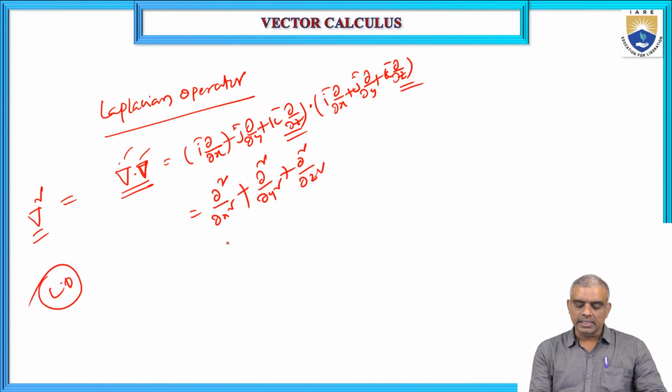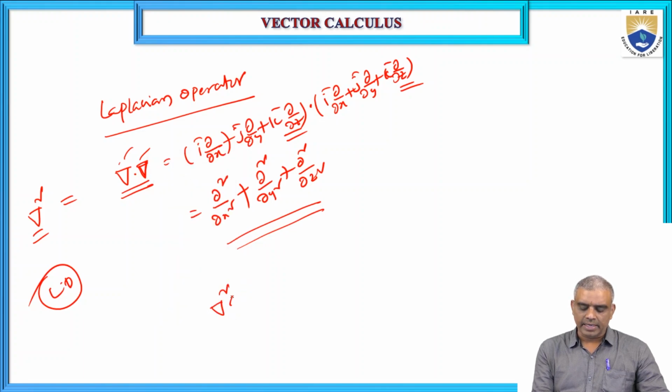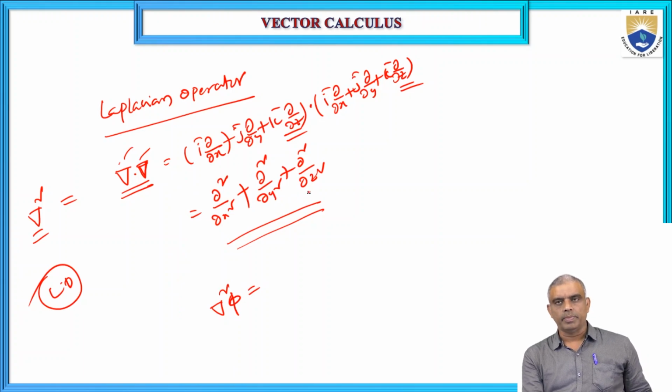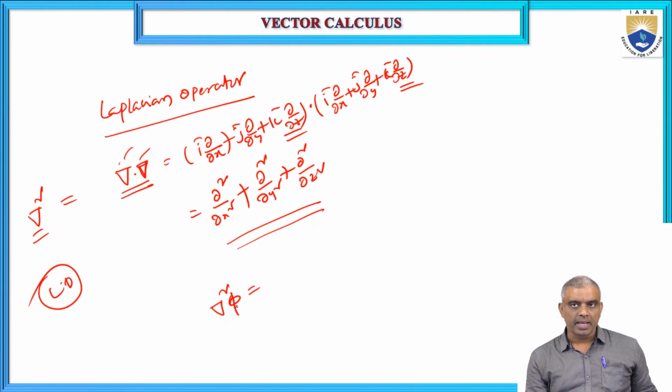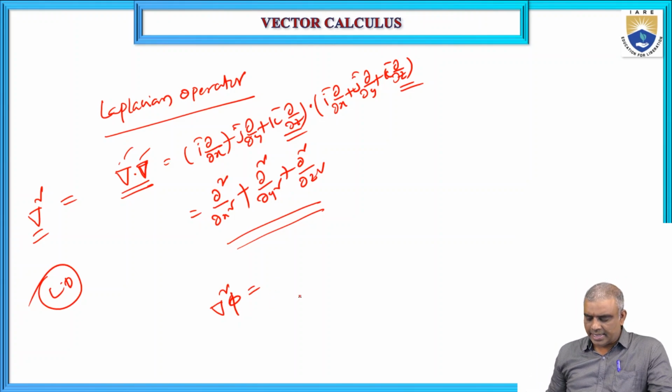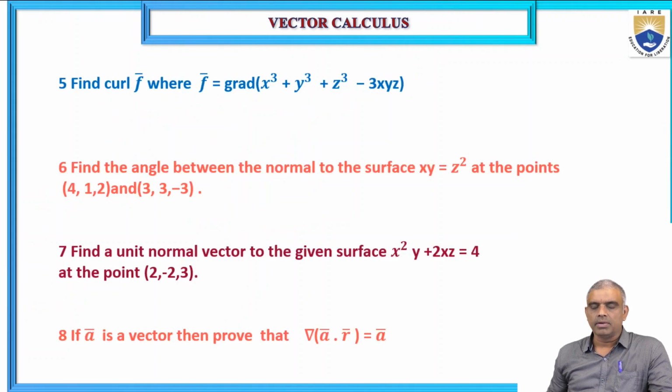So del square phi is a scalar point function. Del square is a scalar, there is no i bar, j bar, k bar, and if you apply it on phi, it gives a scalar point function. Here del square is called the Laplacian operator. That is definition number 4.